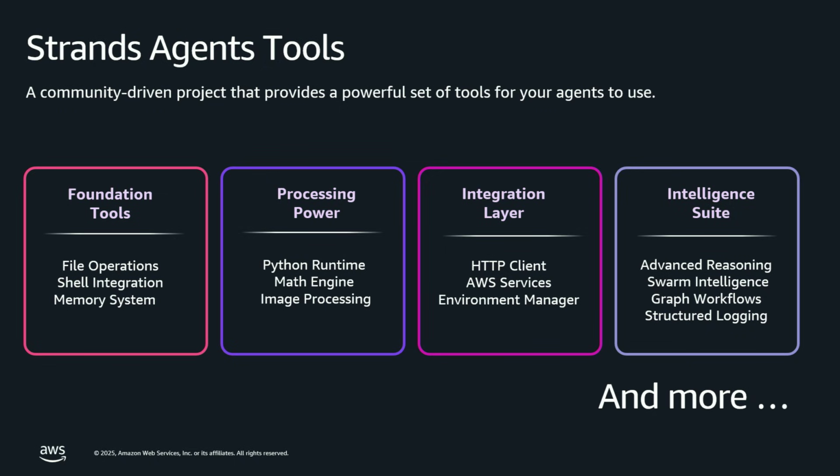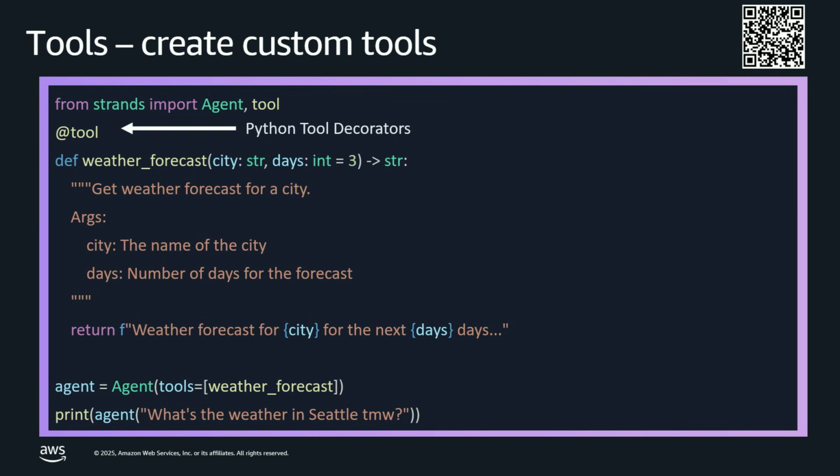Tools can be classified into foundational tools, processing tools, integration tools, and many more. But at the end of the day, tools are just functions to execute a task, for example, reading from a file, writing to a file, accessing memories. Let's see how to use tools in a Strands agent.